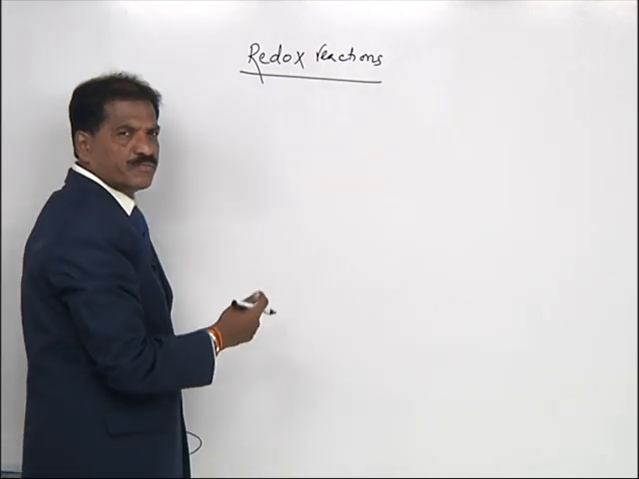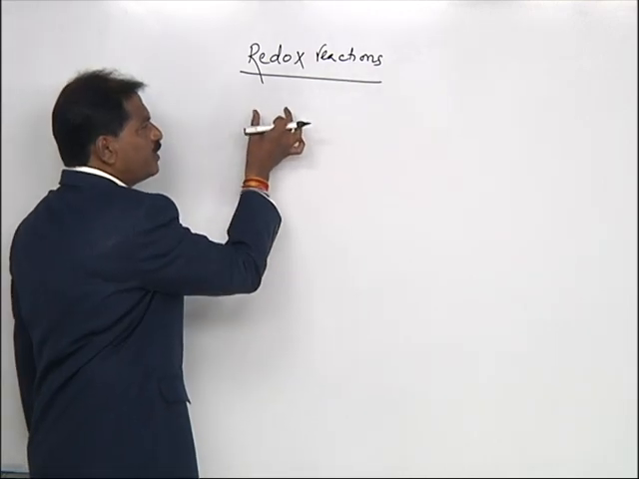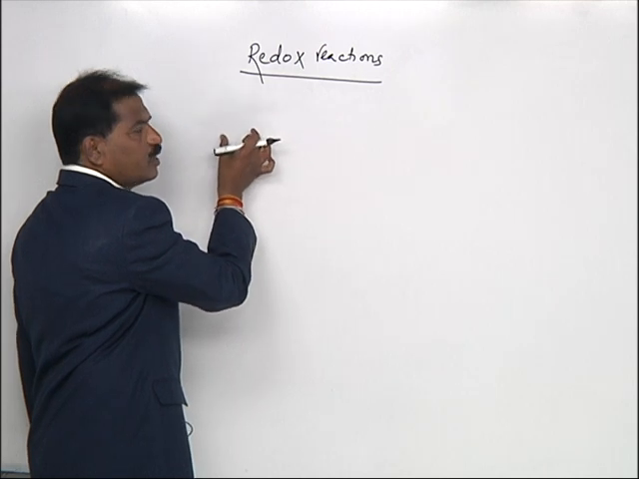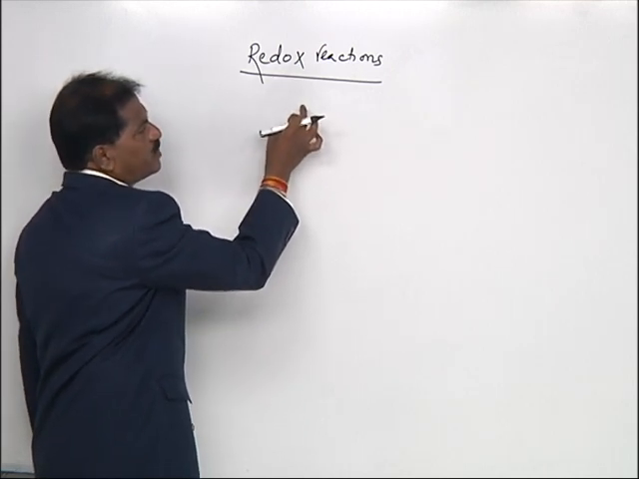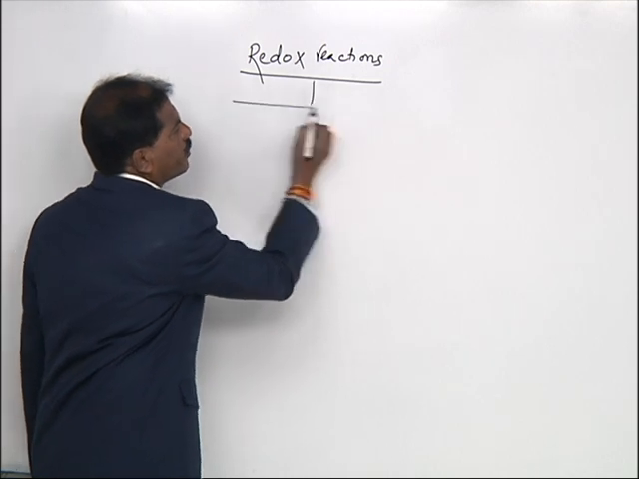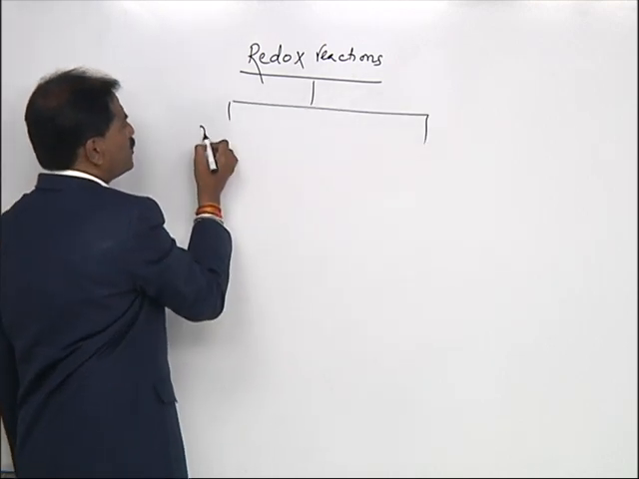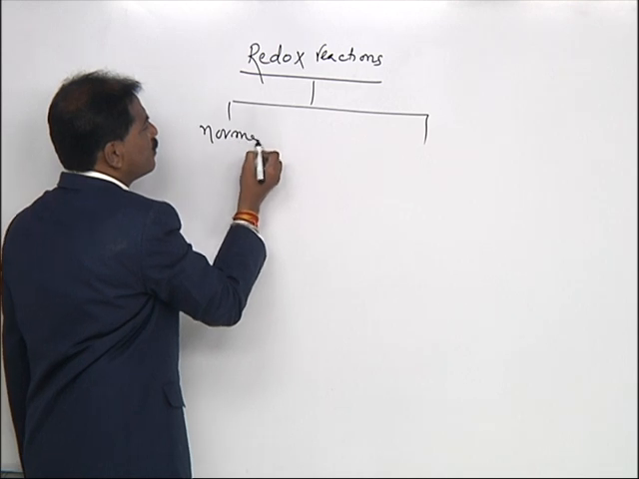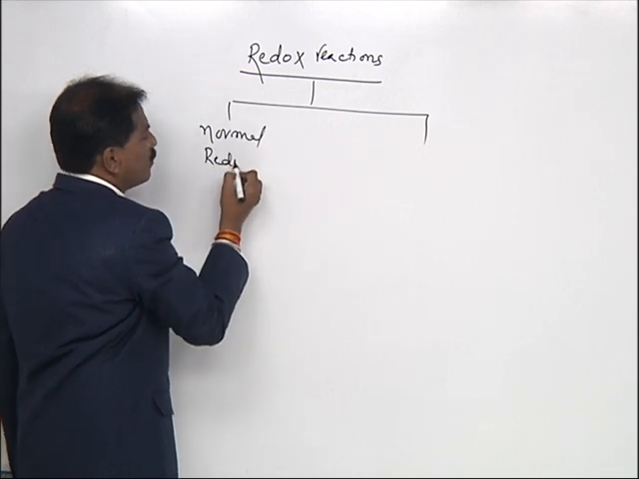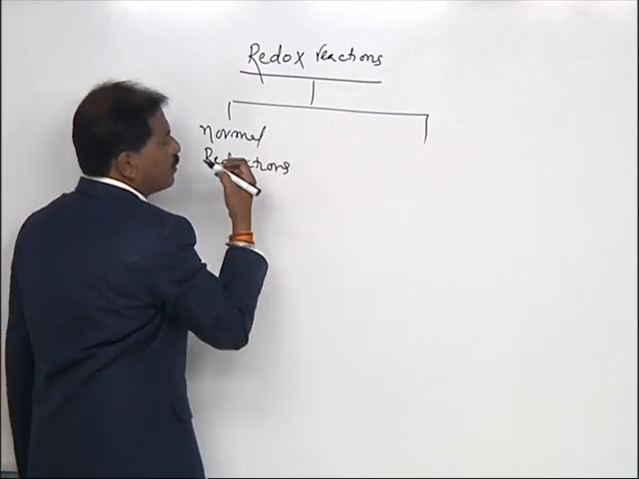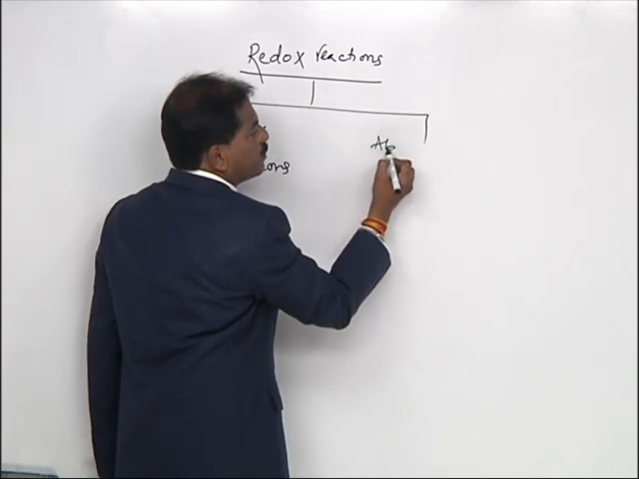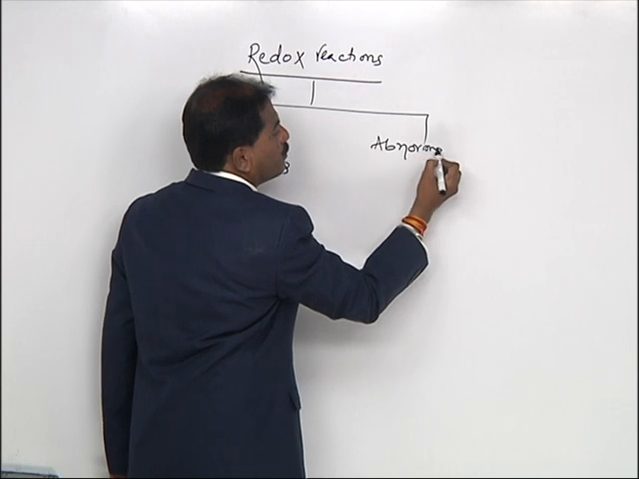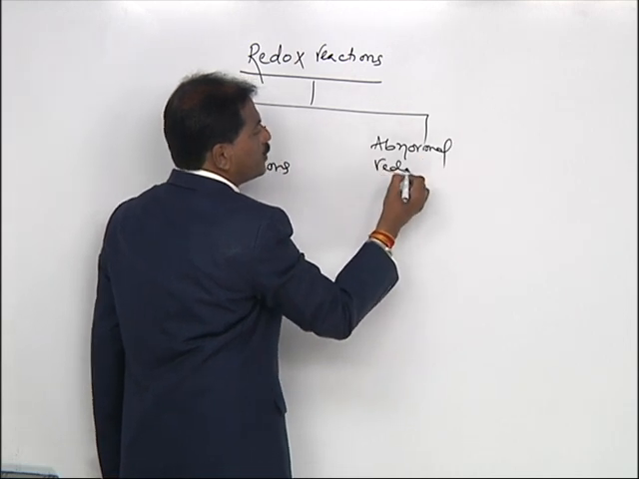Based on the nature of the reactant species that are undergoing oxidation and reduction, we can divide the redox reactions into two types. Normal redox reactions, next, abnormal redox reactions.